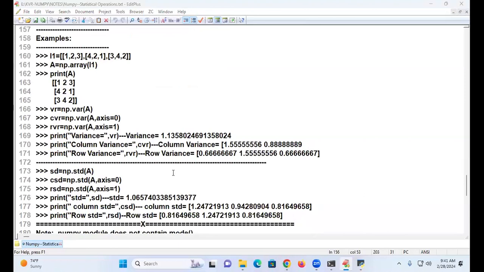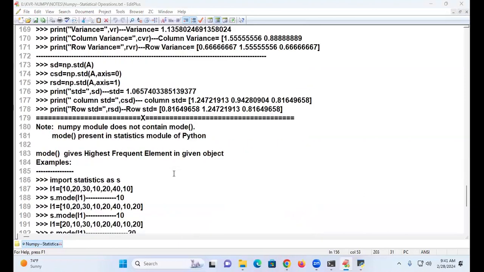Coming to the point, again someone is asking, sir, kindly explain the calculation again. Again I have to explain. That's why I said in the beginning itself. So now I'm going to take up, as I told you, the NumPy module does not contain mode. In which module is mode present? The statistics module, I want to take it.